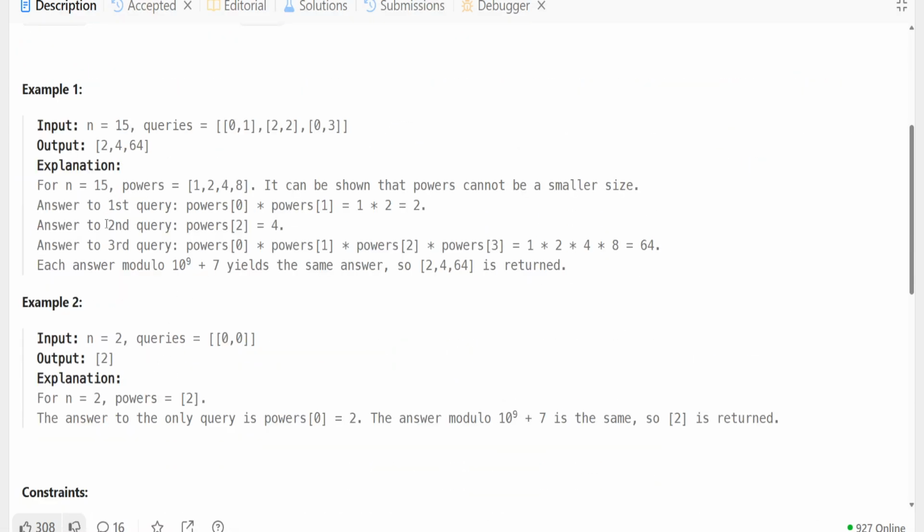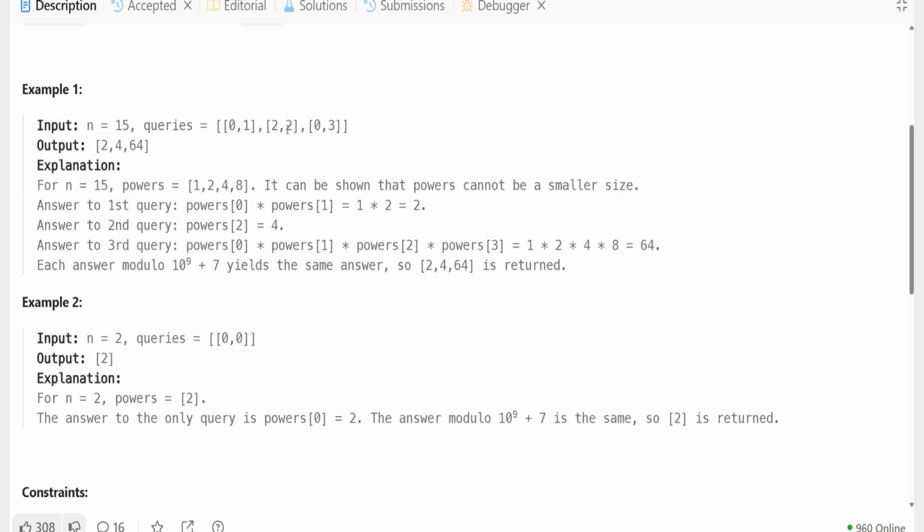As you can see in this example, we have given n is equal to 15, and we have converted this power into 1 2 4 8. It is also saying the power cannot be a smaller size, right? The answer to the first query, 0 and 1, is power at 0 multiplied by power at 1, which is 2. Then the answer to the query is power at 2, because there is 2 2. So we'll not say 4 into 4, we'll just say 4.